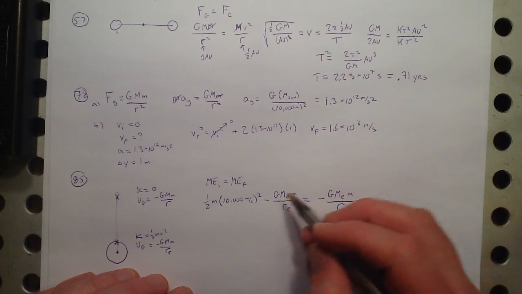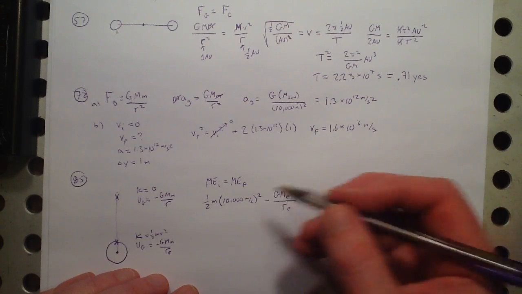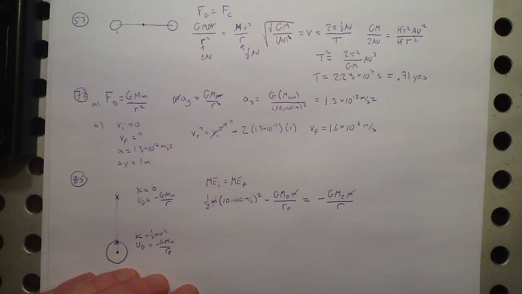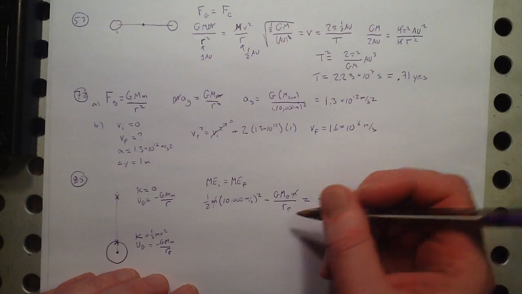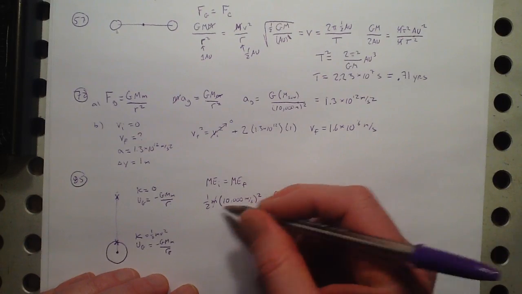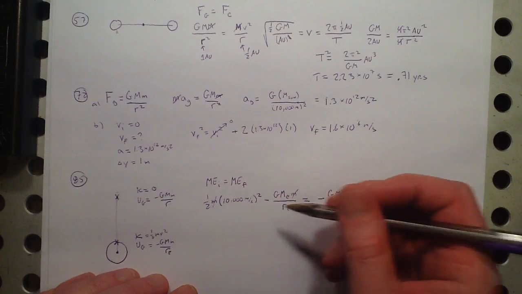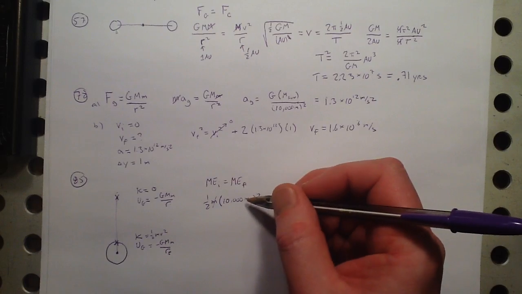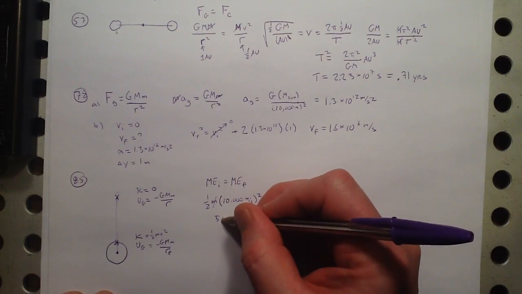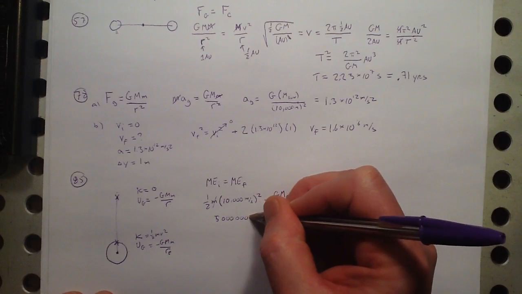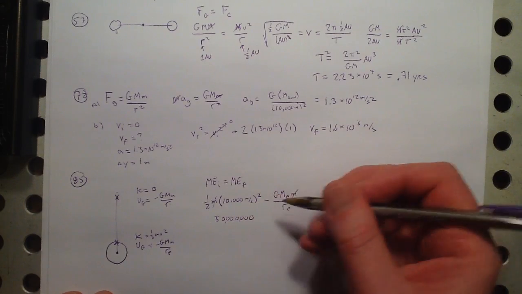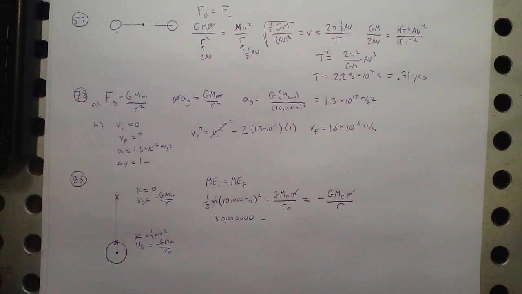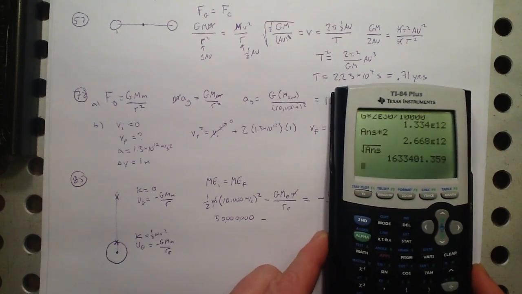All right, so let's put some more numbers in here. First of all, notice that the little m's cancel, which is good because I didn't know what that was. So I've got on this side 10,000 squared, half of that, so that's going to be 5 times 10 to the 7th, minus G times mass of the Earth over radius of the Earth.